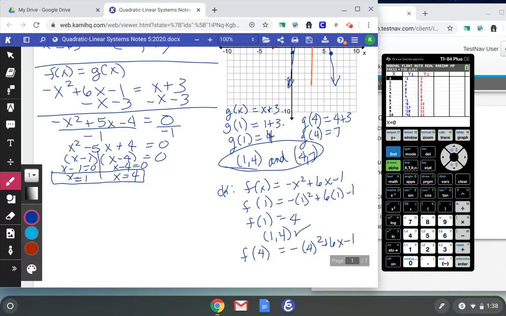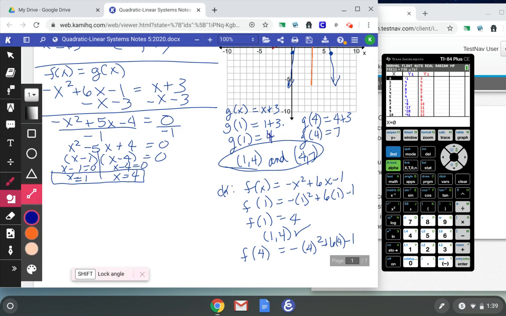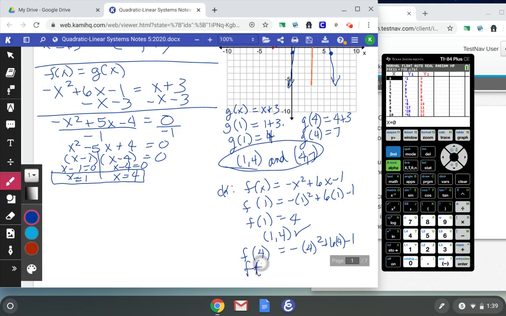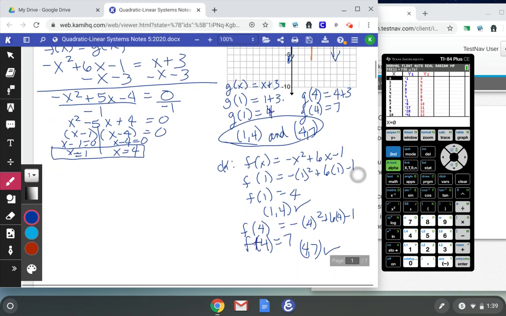So we get negative 16. Oops, I should have put 4 in there. So we get negative 16 plus 24. Minus 1 is 7. So you have f of 4 equals 7. So the point (4, 7), it worked for that equation. Okay. So now we know that those two points worked for both of our equations.